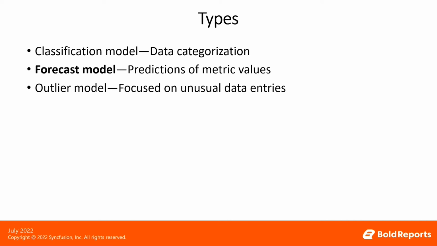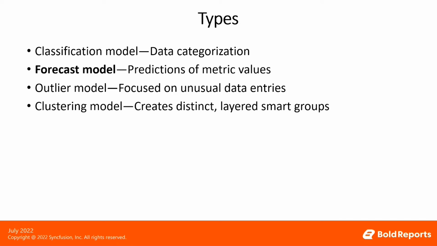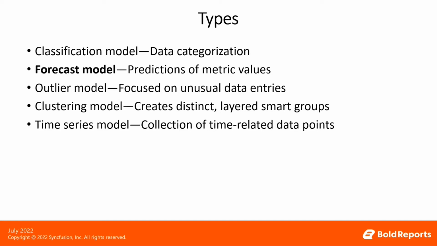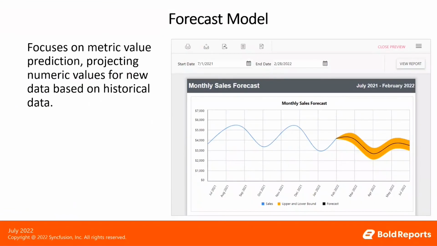The outlier model identifies odd behaviors either by themselves or in conjunction with other numbers and categories. The clustering model sorts data into separate nested smart groups based on similar attributes. The time series model collects a sequence of data points captured using time as an input parameter. It utilizes the last year of data to develop a numeric metric and predict the next 3 to 6 weeks of data using that metric. In our Bold Reports, we are using the forecast model for predicting future data.